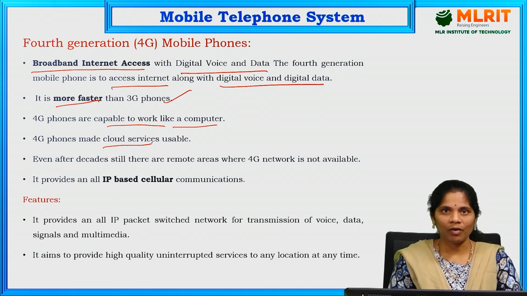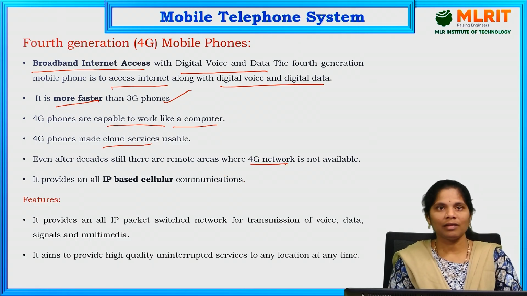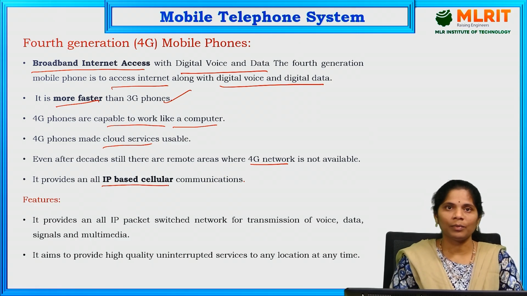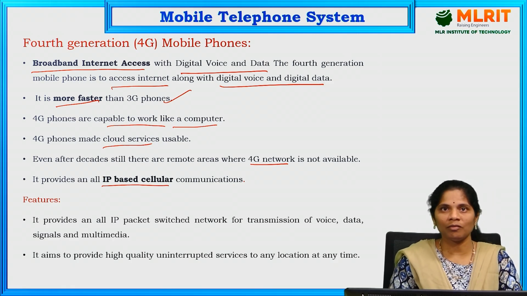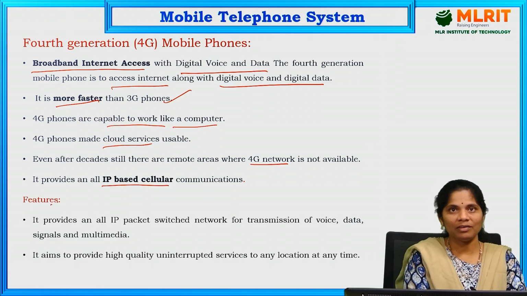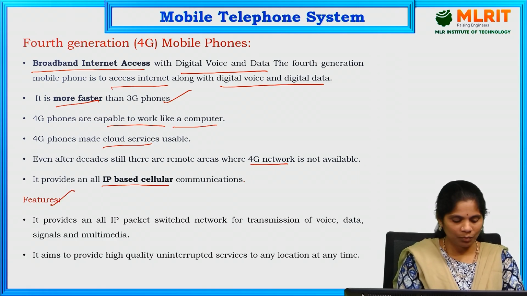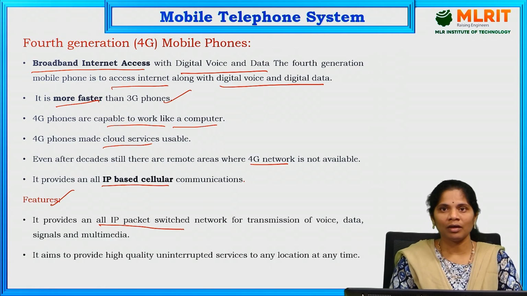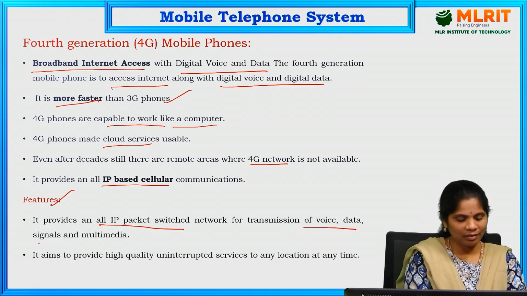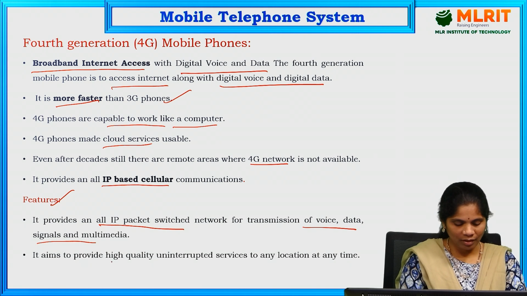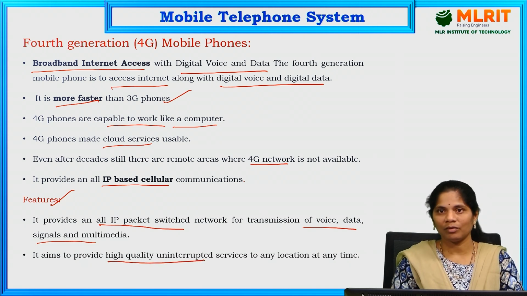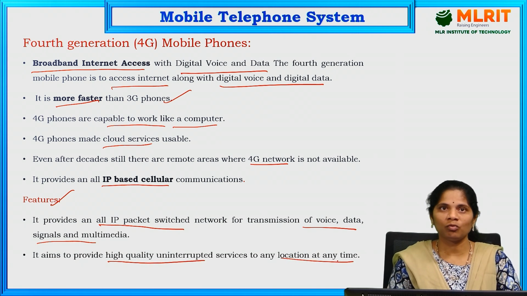Even in remote areas where the 3G network is not available, we can use the 4G network. It also provides IP based cellular communications, that means internet protocol based cellular communication comes under the 4G mobile phones. The main feature of these 4G mobile phones is that they provide an all IP packet switched network for transferring voice, data signals and multimedia. The main aim is high quality uninterrupted services to any location at any time. So there is no interruption of the services.